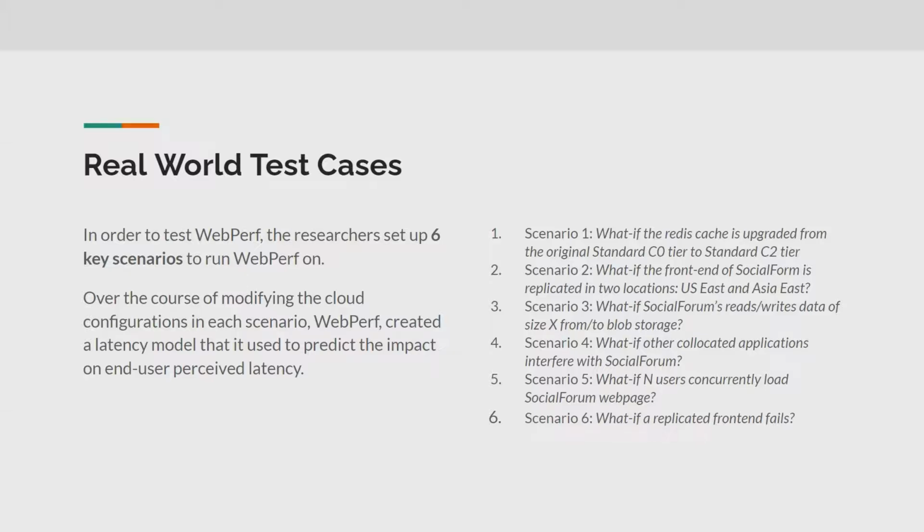The next one is modifying the read-write size from and to blob storage. The next one is having other applications interfering or running at the same time as Social Forum. The fifth one, sorry, is a load test, having a sample set of end users all making requests to Social Forum at the same time. And lastly, the sixth scenario was having one of the front ends mentioned in scenario 2 fail and seeing what happens to the latency.